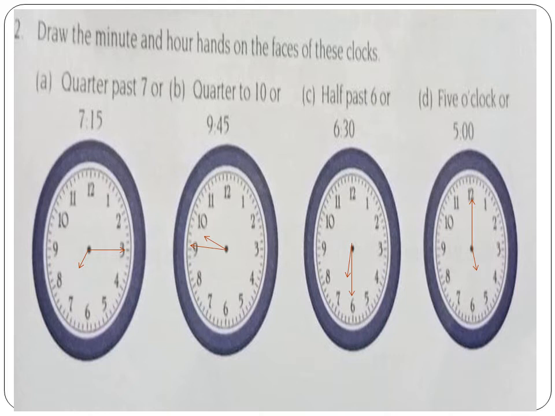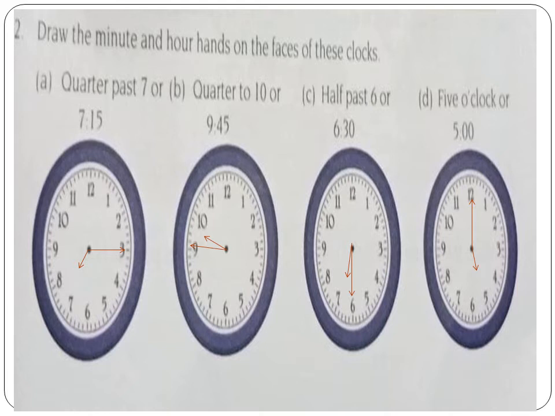Second one, 9:45. So the long hand is pointing towards 9. 9 into 5 gives you 45 minutes. So the short hand is about to reach 10. It is about to reach 10 but has not yet reached 10. So a little away from 10.